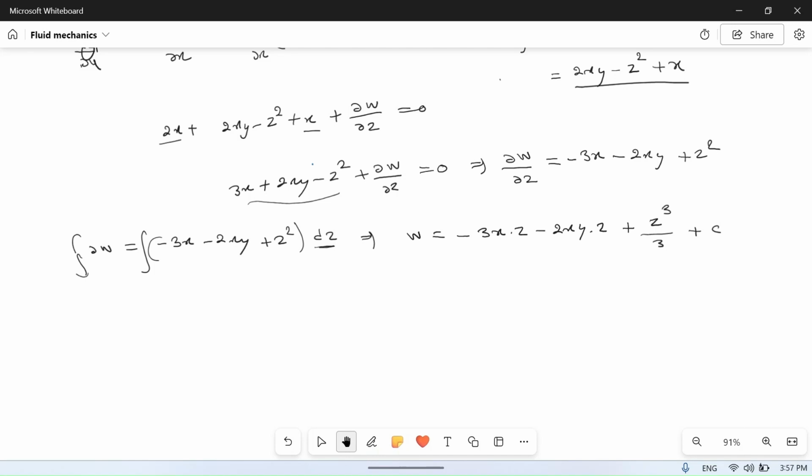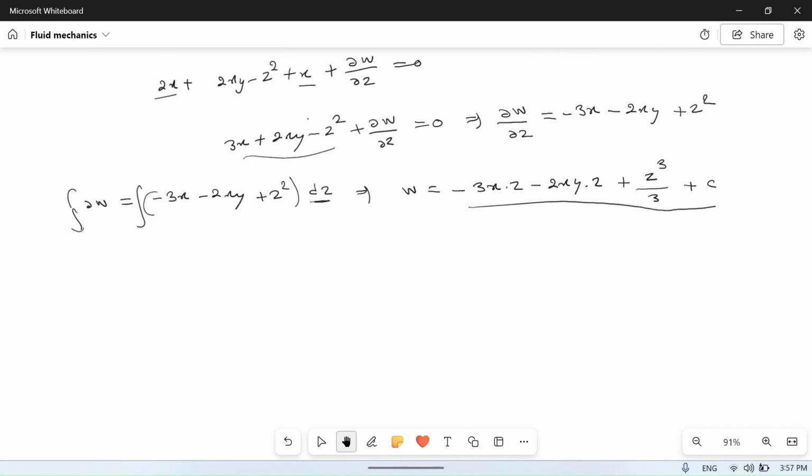So this is the component w. So what will be c? The value of c is unknown to us, but we know that with respect to w we are integrating with respect to z, then x and y are also constant. Okay, so c can also be a function of x and y or any number also. So it will become minus 3xz minus 2xyz plus z³ divided by 3 plus c, which can be written as a function of x and y.